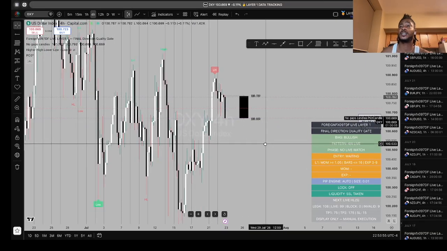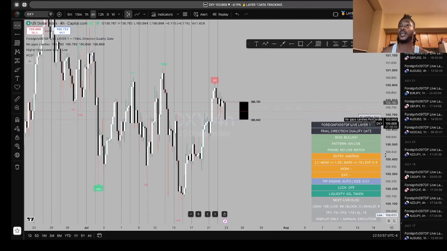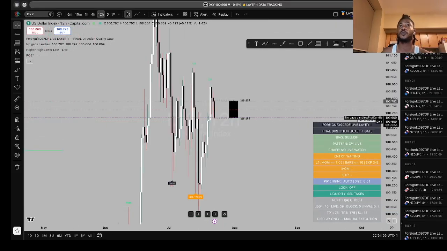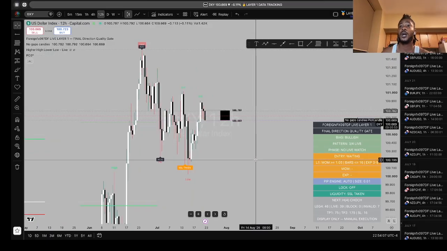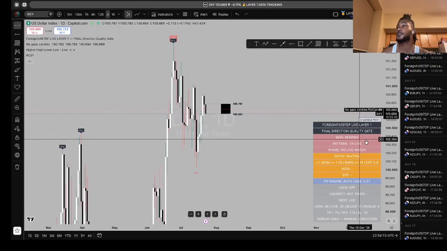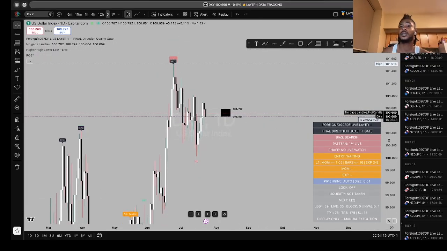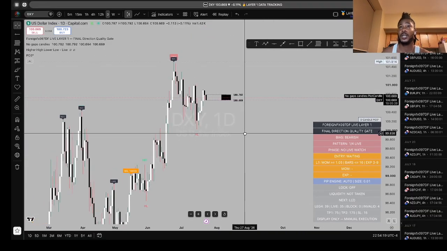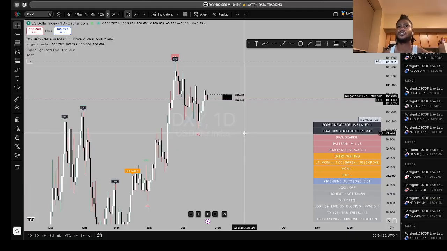Doing a quick analysis, looking at the dollar index looks bearish to me. Not completely bearish on the 4 hour. Now we're on the 12 hour. On the 12 hour, we are completely bullish. So there's a possibility where we could continue to sell. And the daily time frame is bullish, so we could see a continuation, but we're just struggling to continue going higher.